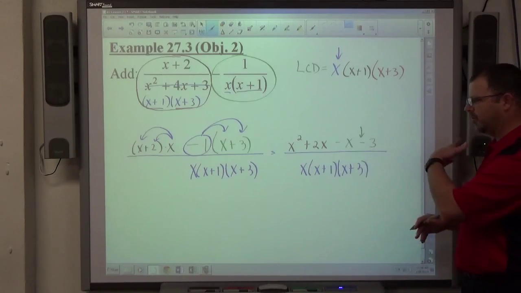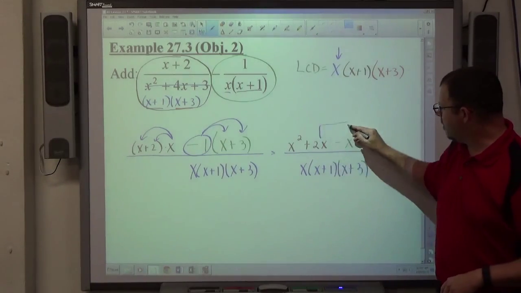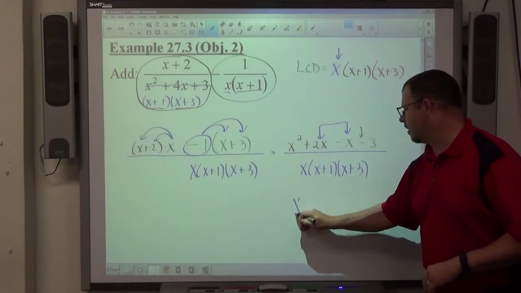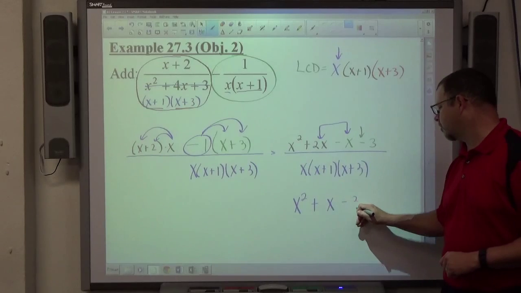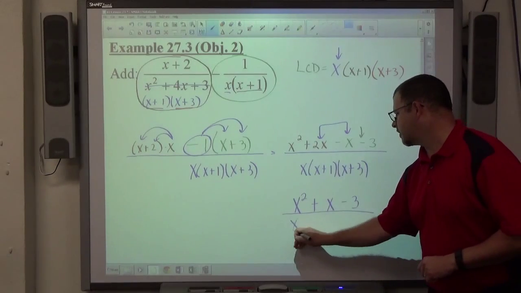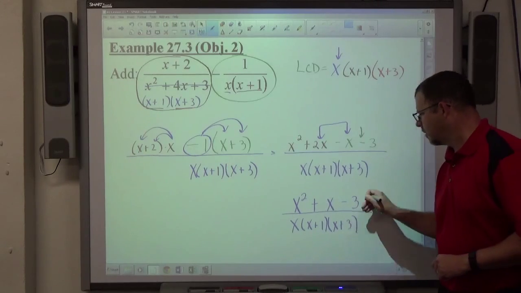Again, the denominator keeps moving along. Nothing happens to the denominator once you create it. Like terms happening right here. So x squared is fine. 2x minus x is equal to positive 1x, and then minus 3 all over x times x plus 1 times x plus 3.